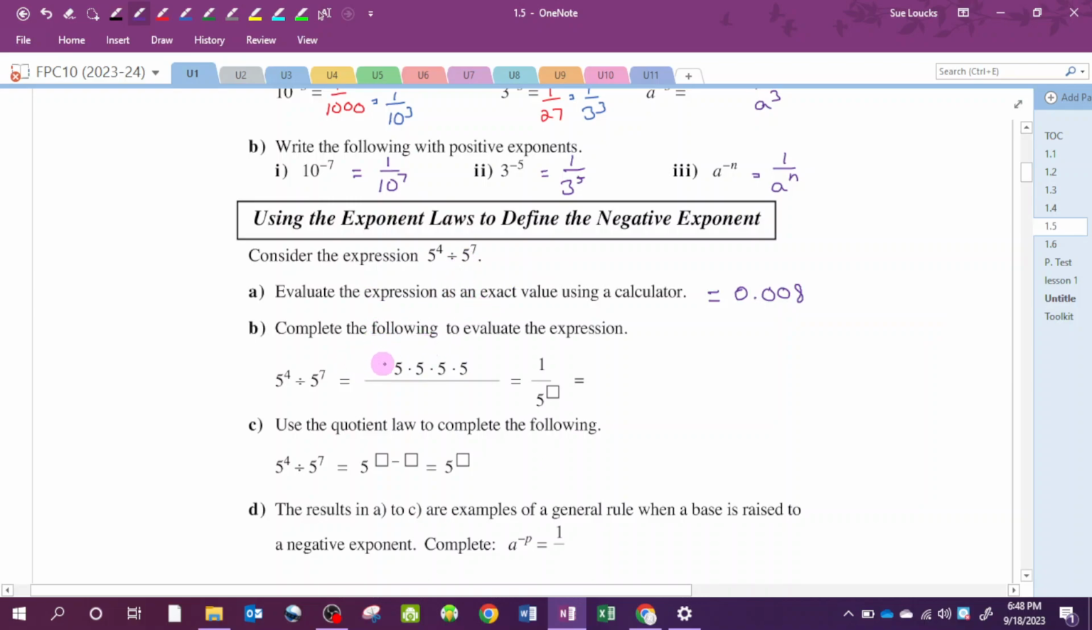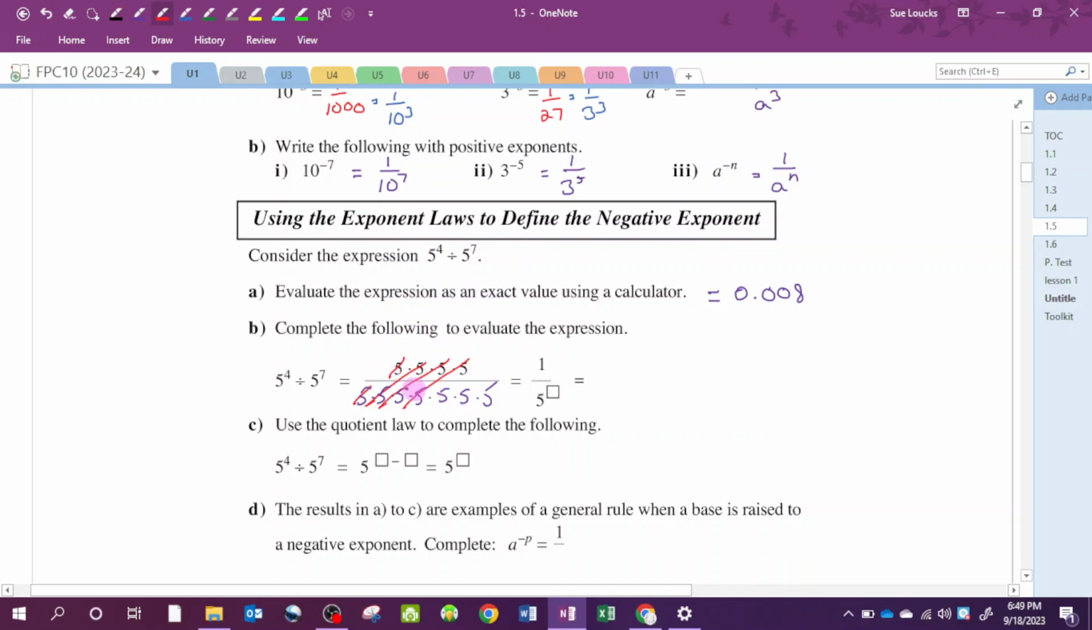So we have 5 times 5 times 5 on the top, and in the bottom we need 5 times 5 times 5 times 5 times 5 times 5 times 5. So I have 7 of them on the bottom. And then I can cancel some of them out. I can go top divided by 5 is 1, 5 is 1. So those cancel, these cancel, these cancel, these cancel.